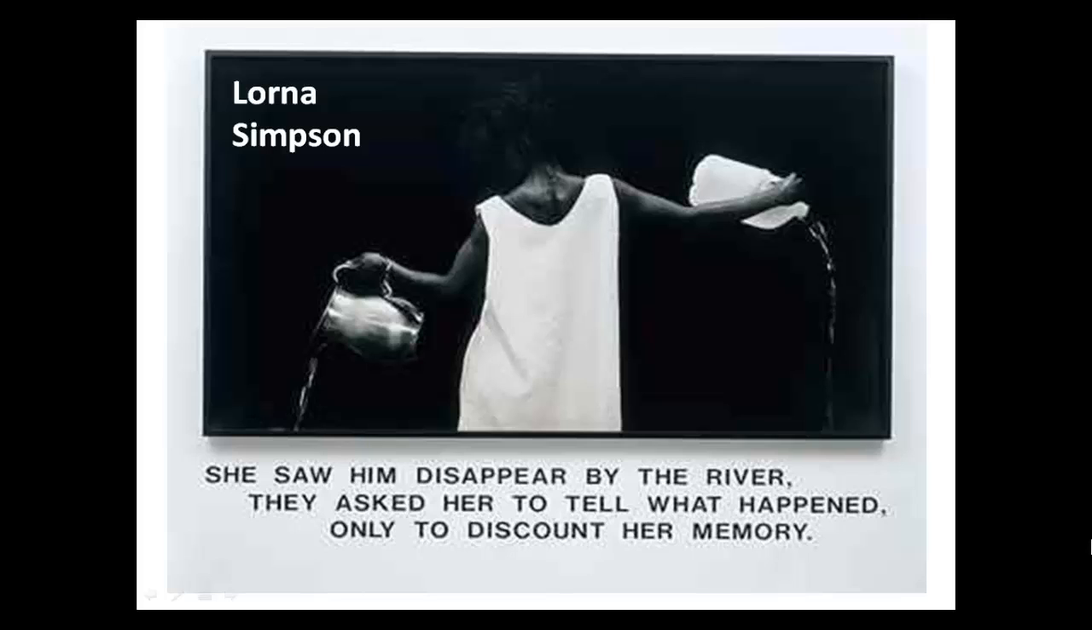She takes photographs that very much deal with being a black woman in America, and she often puts text in her work. In this one, called The Water Bearer, she writes, "She saw him disappear by the river. They asked her to tell what happened, only to discount her memory." What do you think this image is about? Think about it.